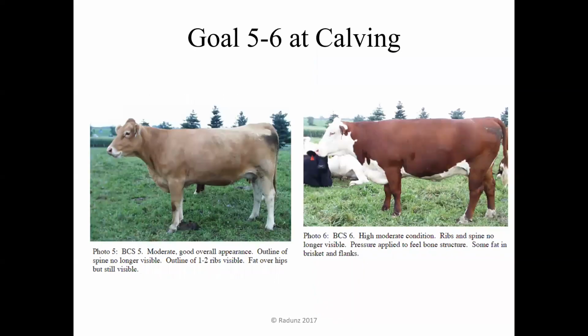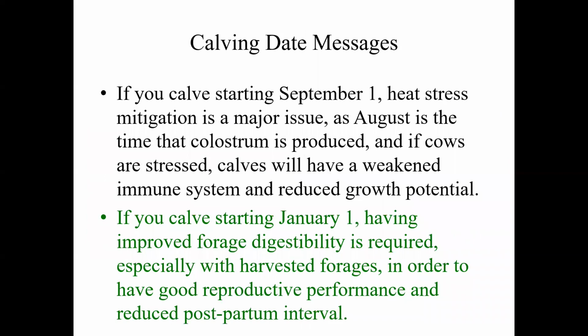In order to optimize things, the optimal body condition score is between a 5 and a 6. If we can stay within this range, cattle will rebreed very effectively. So I have some calving date messages now.